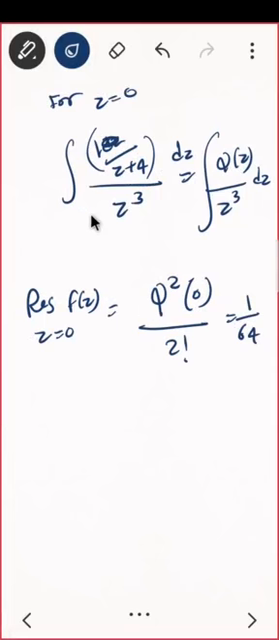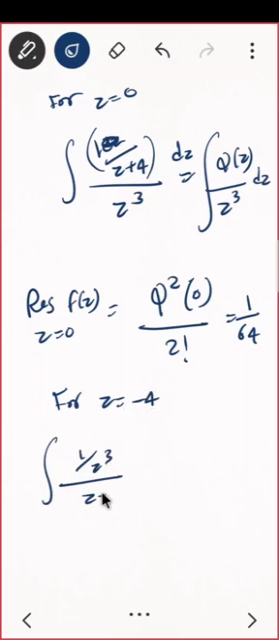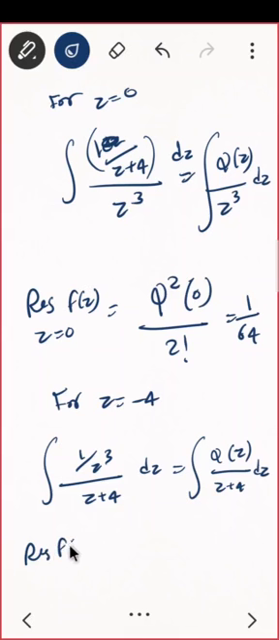What about the second one? For z equal to -4, you again have to write your function as 1 upon z cube upon z plus 4, correct? dz. So this is my new phi of z, and this is z plus 4 dz. How will you calculate this? Residue of f of z at z equal to -4 will be just phi of -4. So it will be 1/4 cube, again 1/64, but with minus, it will be -1/64. So do you see the answer is 0?